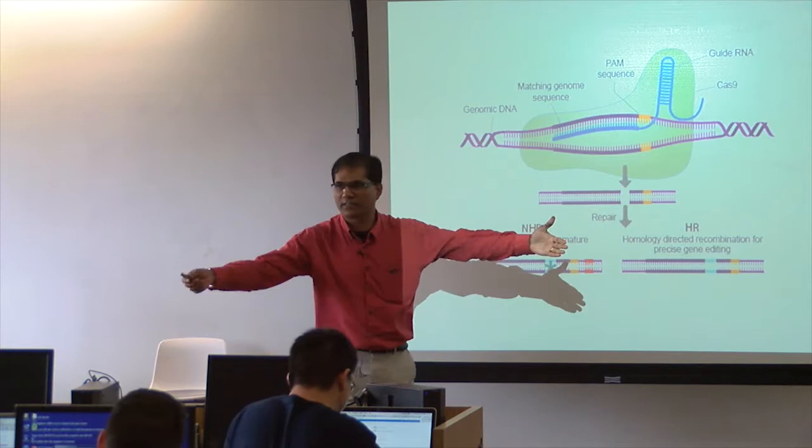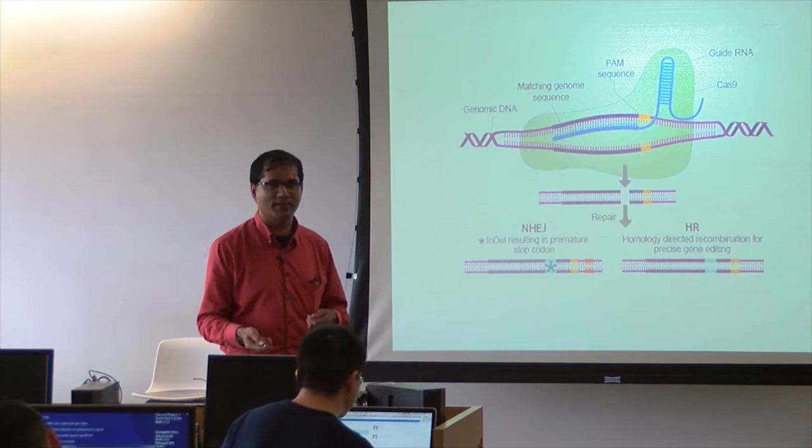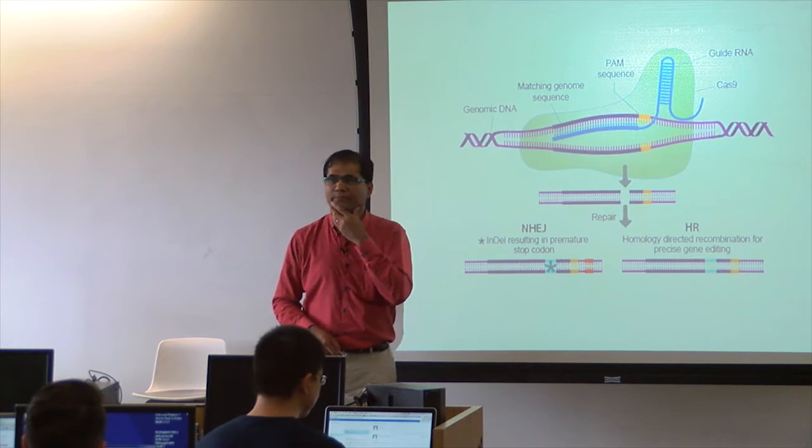If you do 1 million cells, maybe 100 cells, or 20 cells, make the mistake. If your frequency is higher, it creates more mistakes. Then you have to select the cells where the mistake has happened. You have to do NGS, sequence again, and select the cells which have these mutations. Right? In the knockout, you are knocking out one gene.